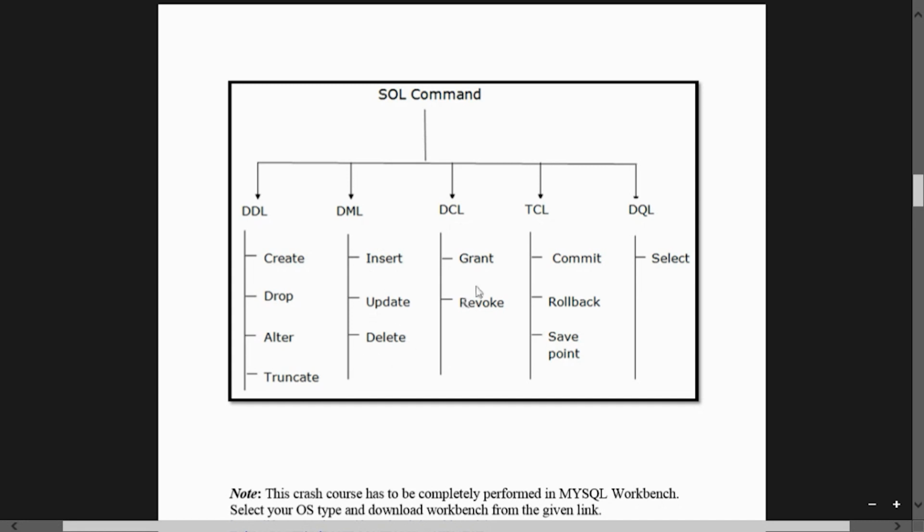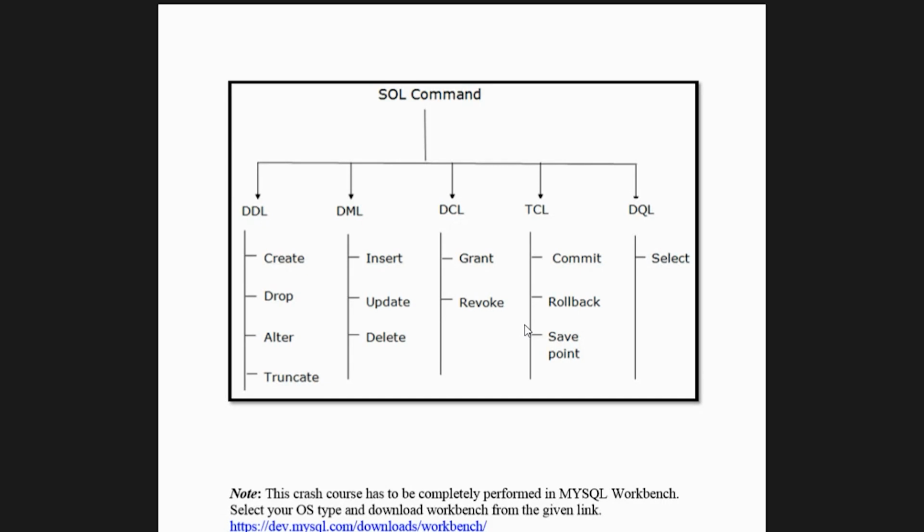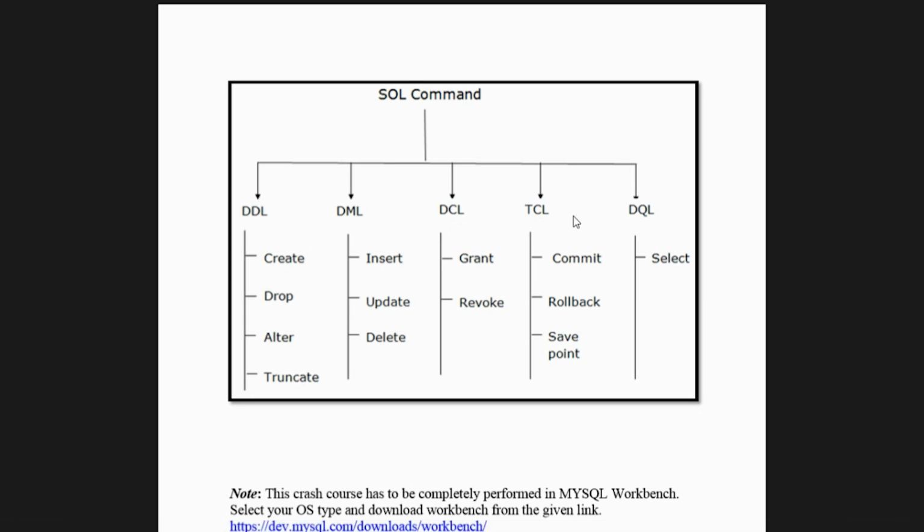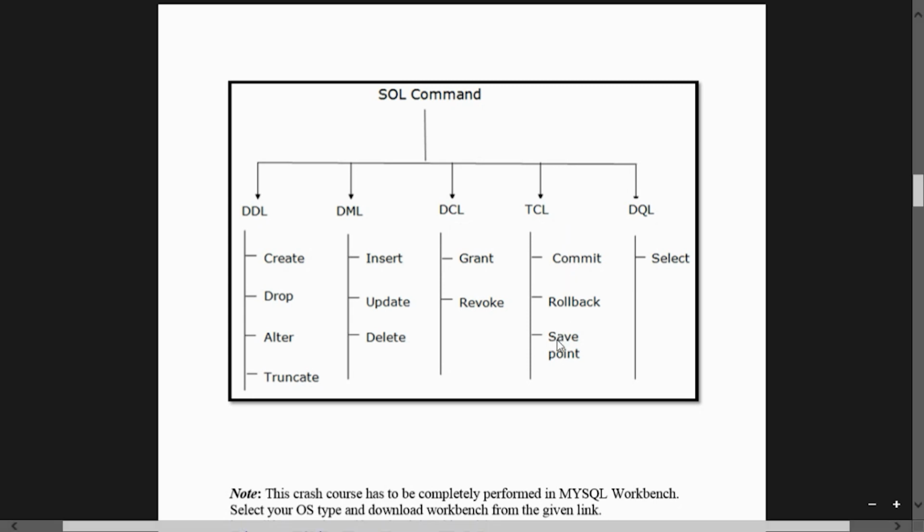Next, we have the DCL, which is the data control language, in which you will have the grant and revoke commands, which are used to give authority or permission to a particular user to perform certain actions on your database. Next, we have the TCL, which is the transaction control language. We have already seen what a transaction means, and these are certain commands that are used to handle transactions. First is the commit, rollback, and savepoint.